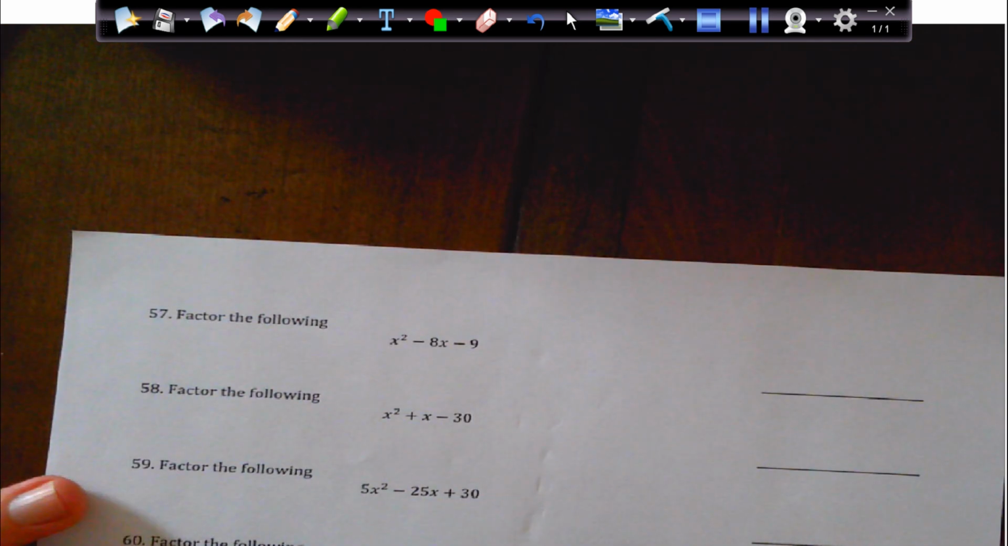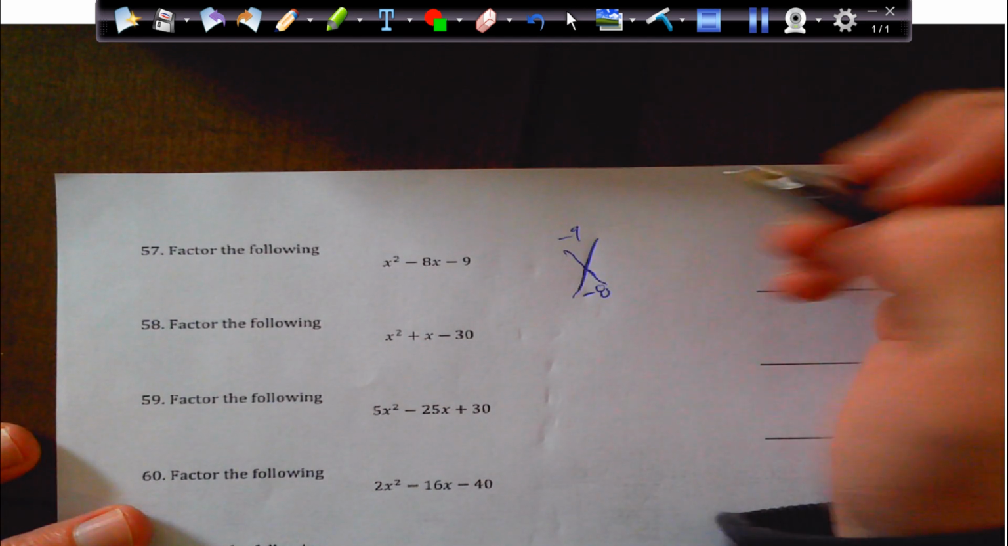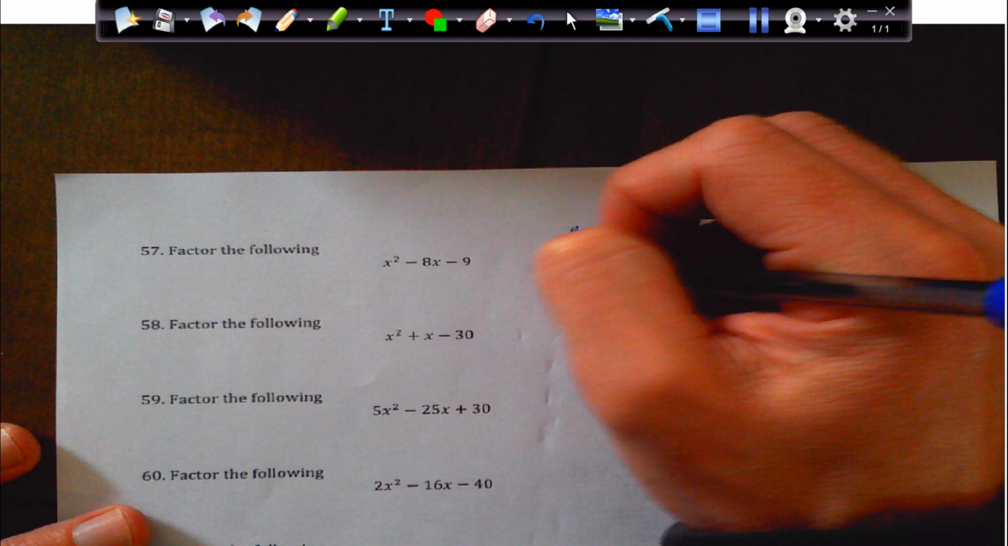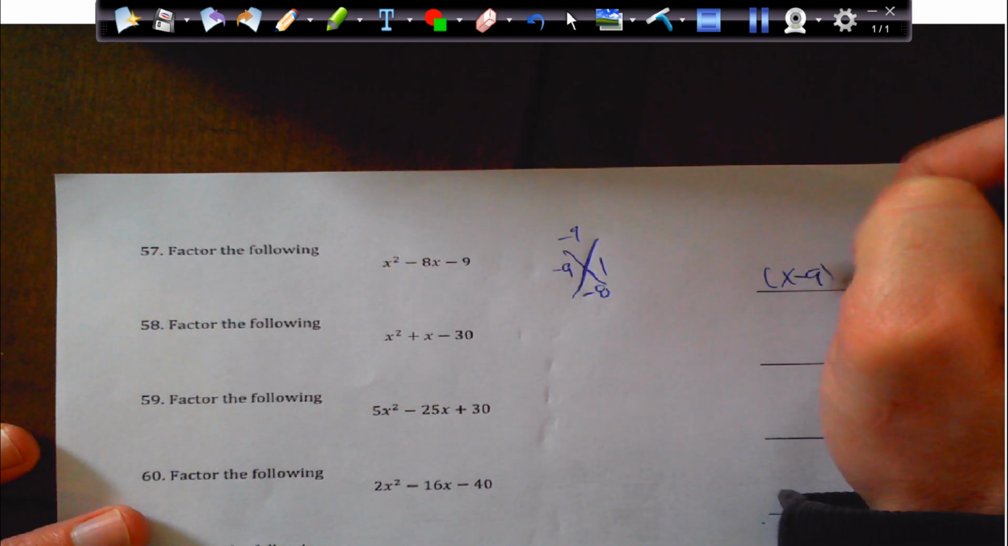We got this. All right, super factor mode. Negative 9, negative 8. I'm right in the crack. Oh gosh. Okay. I'm going with negative 9, positive 1. So that's x minus 9, x plus 1.